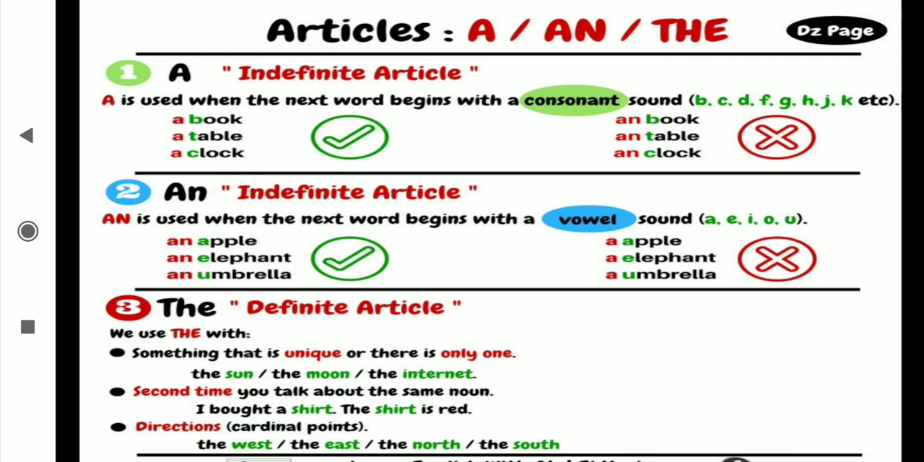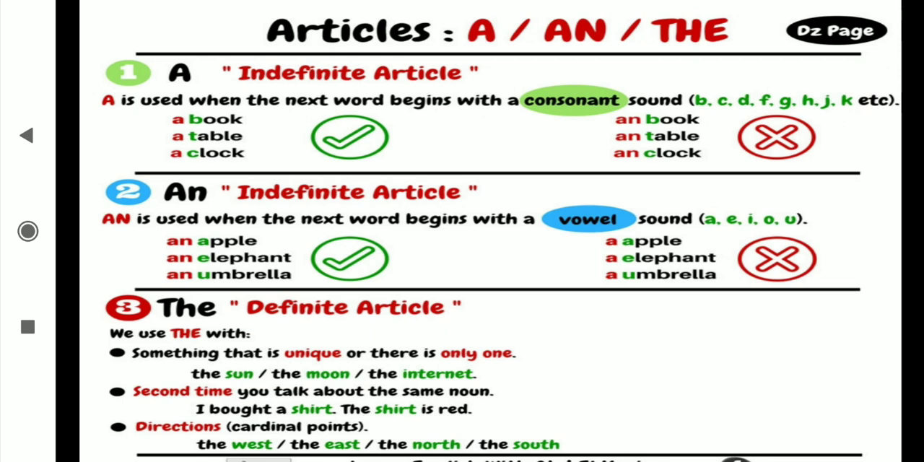The definite article. We use the with something that is unique or there is only one. Sun is only one, that's why the sun. Moon is also one, that's why the moon. Internet is also one, that's why the internet. The second time you talk about the same noun, that time also we say the shirt. I bought a shirt. The first time I talk about a shirt, that's why a shirt. And when I am repeating about the same shirt, that time the shirt is red.